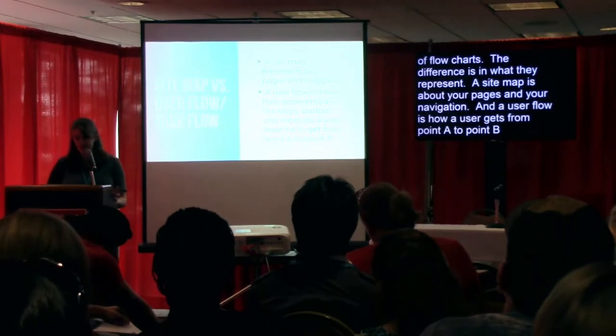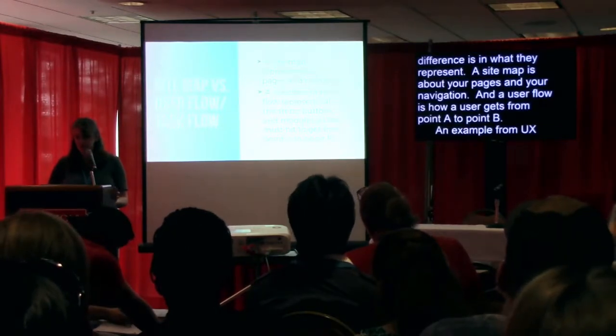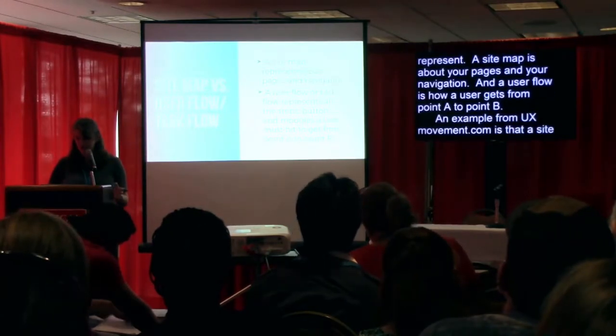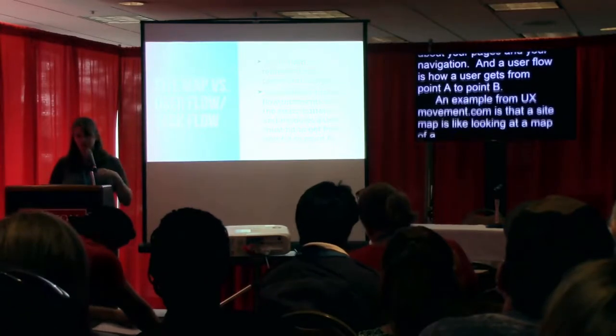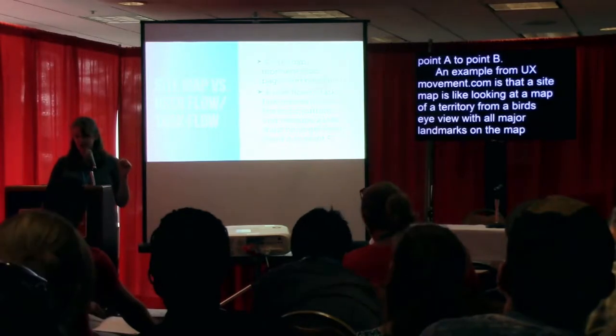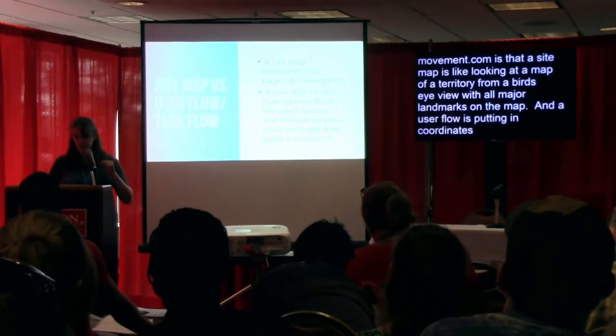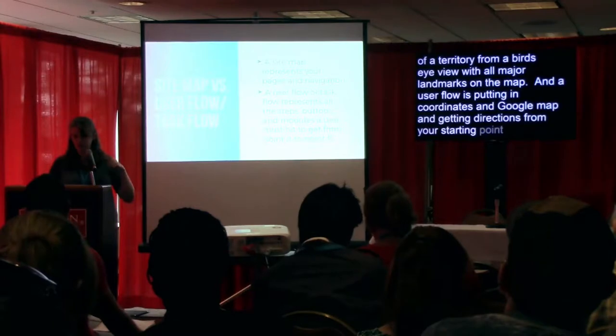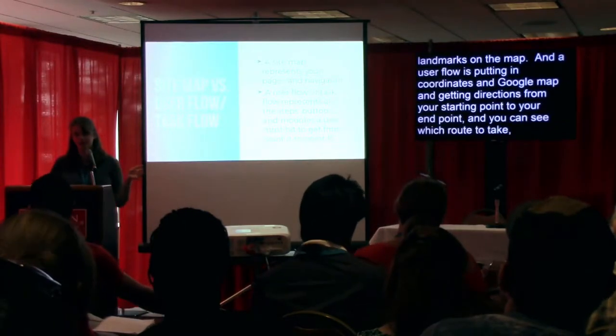An example from uxmovement.com is that a sitemap is like looking at a map of a territory from a bird's eye view with all major landmarks visible on the map. And a user flow is like putting coordinates in Google Maps and getting directions from your starting point to your end point, and you can see which route to take, where to turn, and how many miles it gets there.